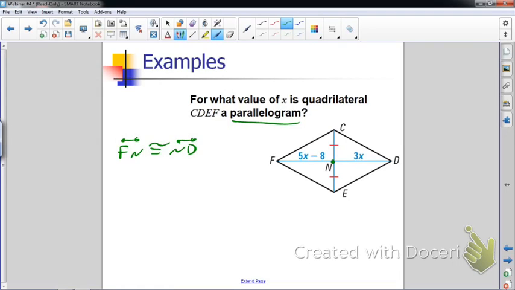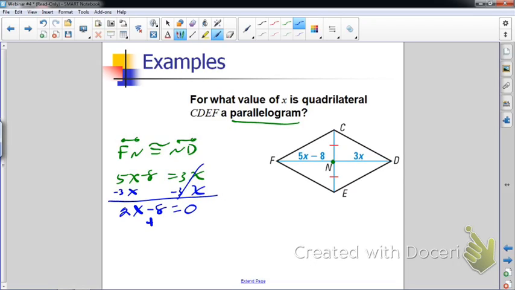So I'm just going to substitute what I know. I have 5x minus 8 equal to 3x, and then I'm just going to solve for x. I'm going to subtract 3x from both sides. That simplifies, so I get 2x minus 8 is equal to 0. I use the addition property of equality to move the number to the other side, and then I have 2x on the left-hand side, equal to 8. I use the division property of equality, and I get that x turns out to be 4.